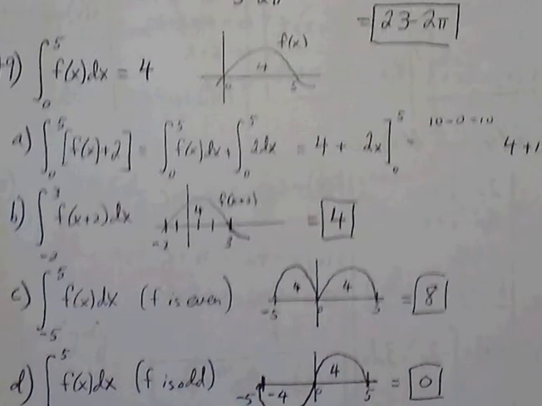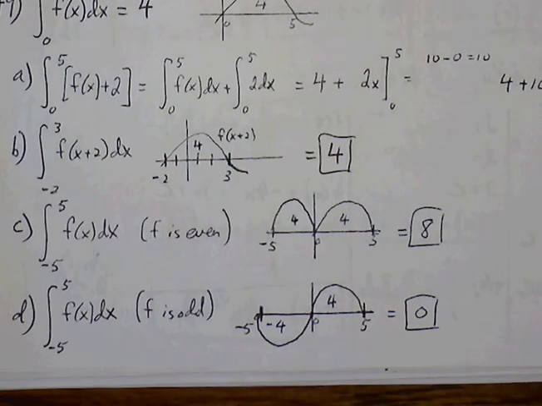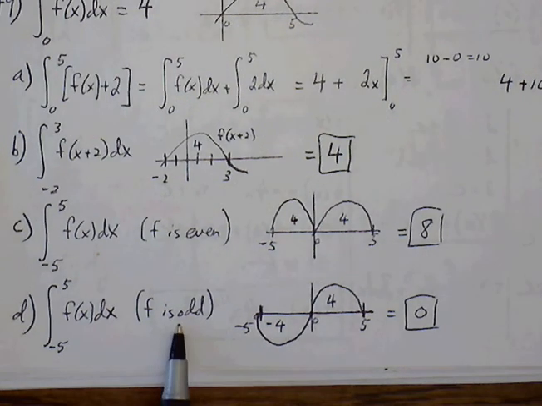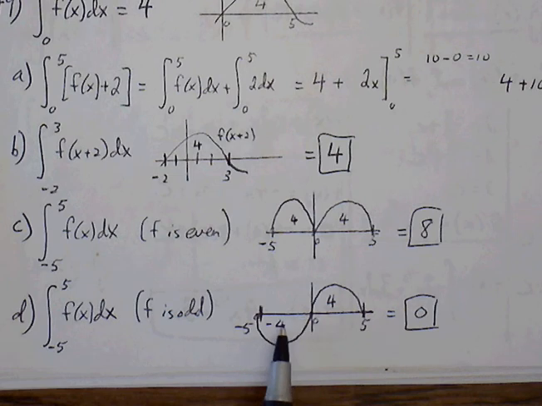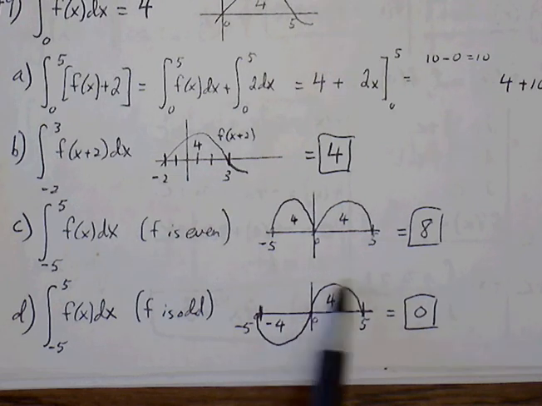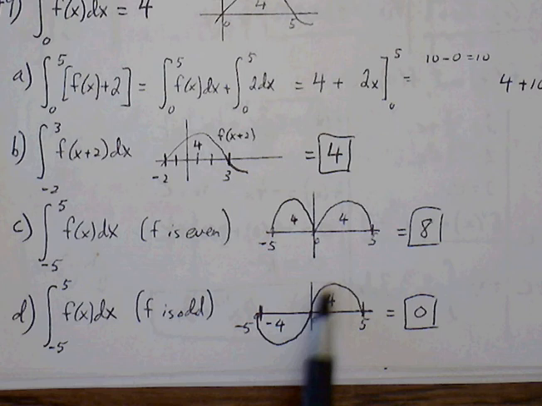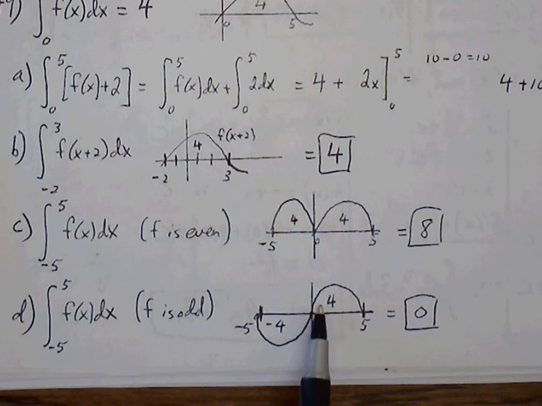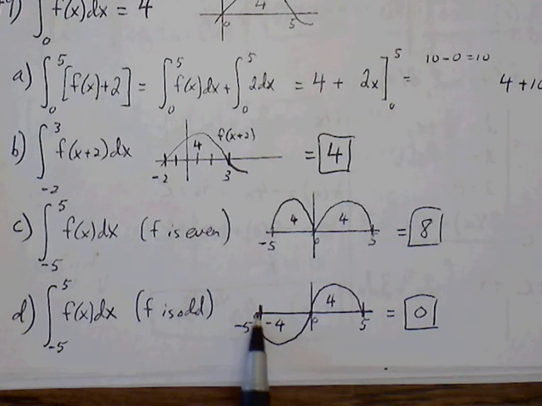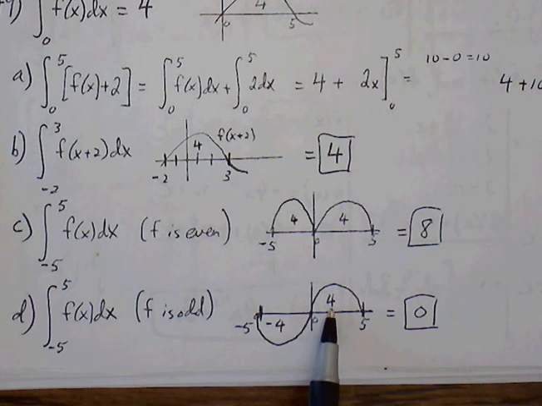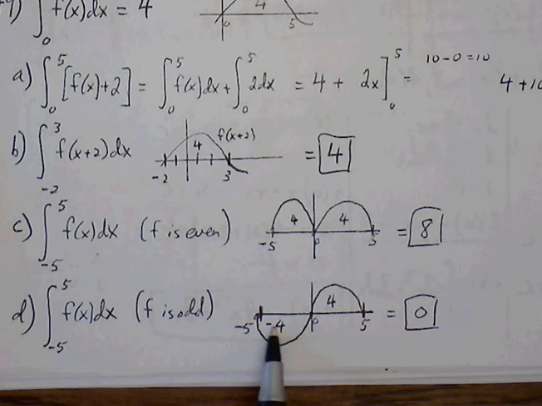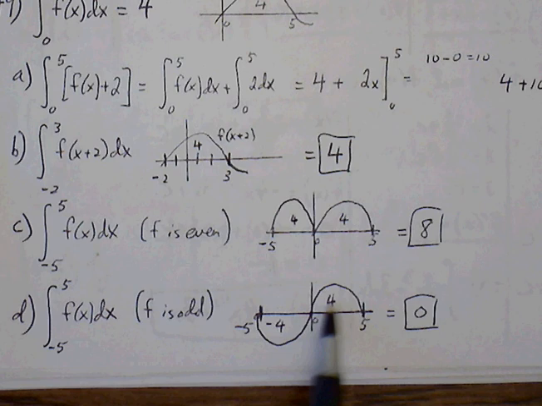For part D, the definite integral from negative 5 to 5 of f of x dx if our function is odd. If we have an odd function, then we know the graph will be symmetric about the origin. So any portion that is above the x-axis will be the opposite on the other side. If we know this region is 4 from what's given to us, then this region must be negative 4, but with the same symmetry, so the same area. Therefore, when we add these together, they cancel out to give us 0.